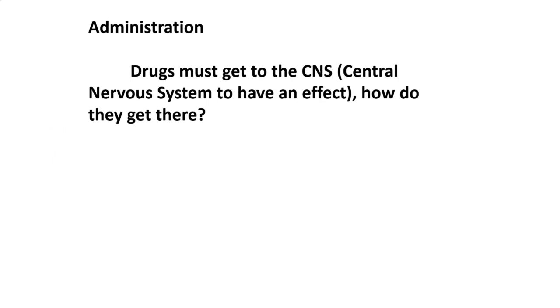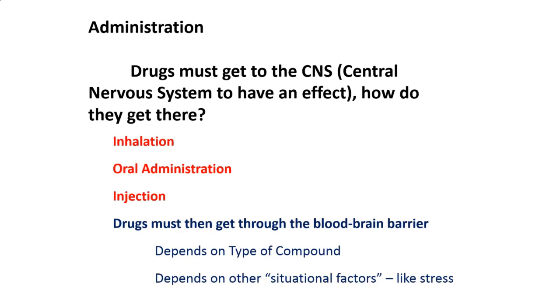So first we must talk about administration. Drugs have to get to the central nervous system to have an effect. How do they get there? Well, they get there by us somehow getting them into our bloodstream, and that is called the method of administration. The three most common types of administration are inhalation, oral administration, and injection. The method of administration matters because how I administer a drug determines how quickly it gets into my bloodstream and how pure it is when it gets in, which will impact how intense its effect is.